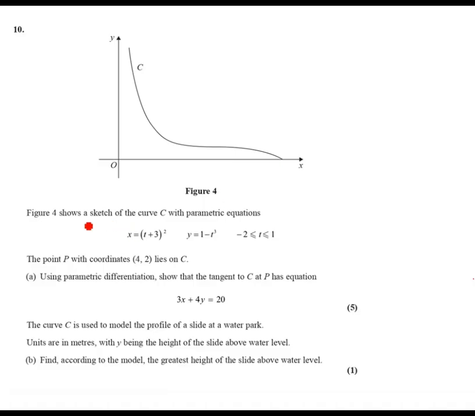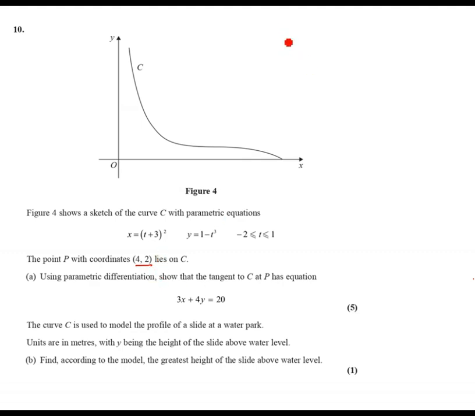Question 10. Figure 4 shows a sketch of the curve C with parametric equations x equals (t plus 3) whole square, y equals 1 minus t cubed, where t is between minus 2 and plus 1. The point P with coordinates (4, 2) lies on C. Using parametric differentiation, show that the tangent to C at P has equation 3x plus 4y equals 20. Okay, so this is the point where we have to work out the equation of the tangent.